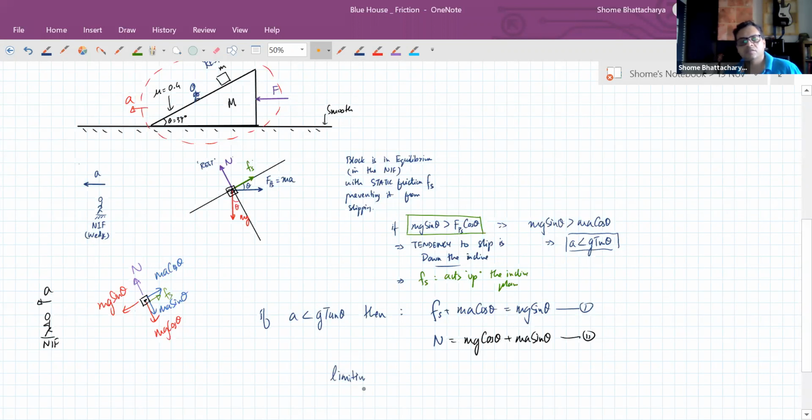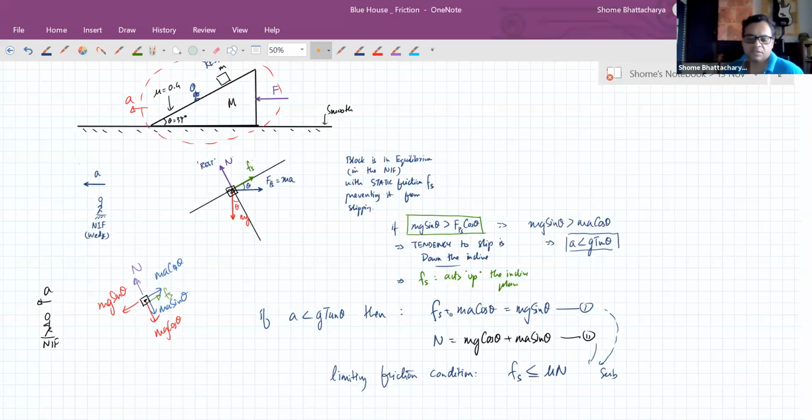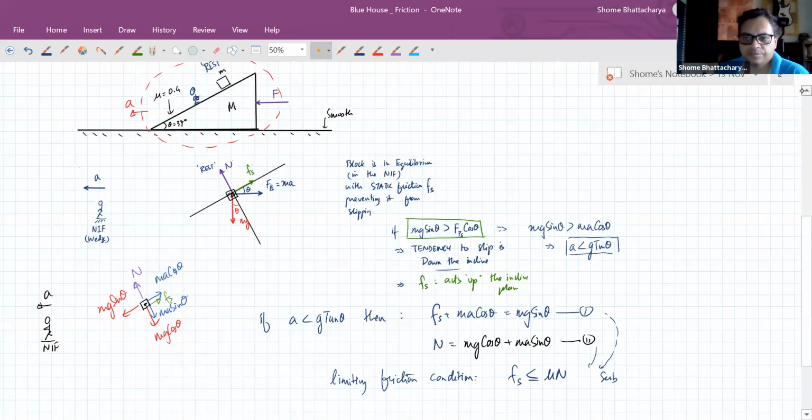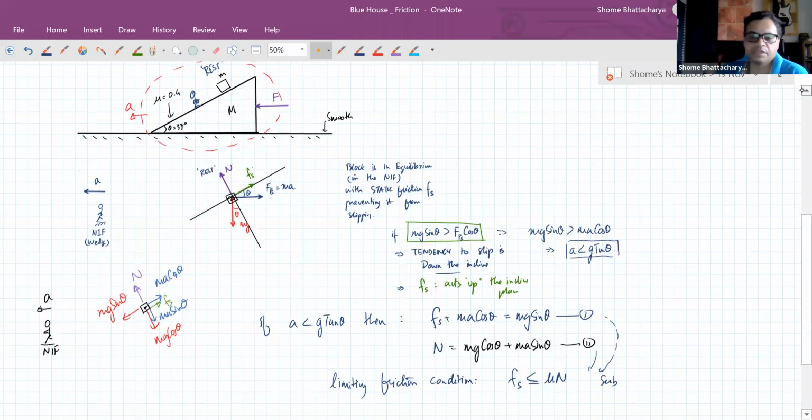Now, the limiting friction condition is that static friction is less than or equal to mu n. On this condition, we will substitute these two, and that will give us the lower limit of acceleration. That is, what is the minimum acceleration that the system can have such that the block still is in equilibrium. Okay. So just write down up to here, and then we'll see how to incorporate that equation over here.